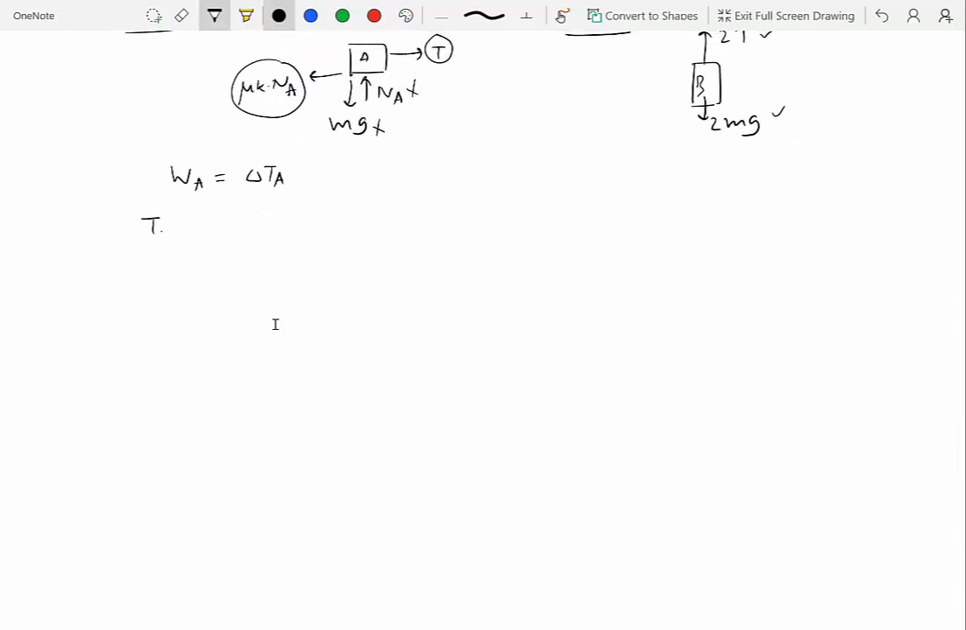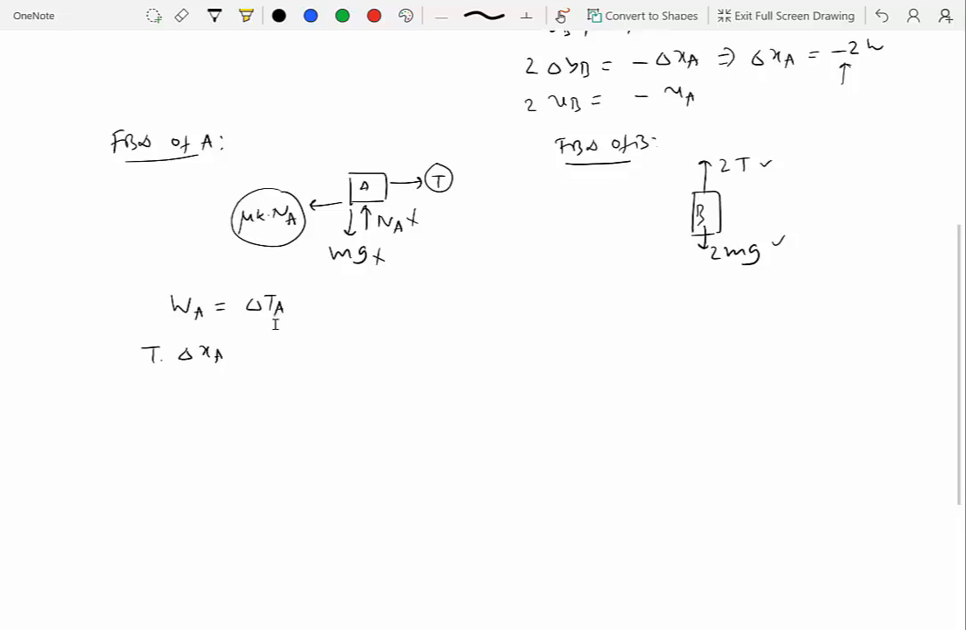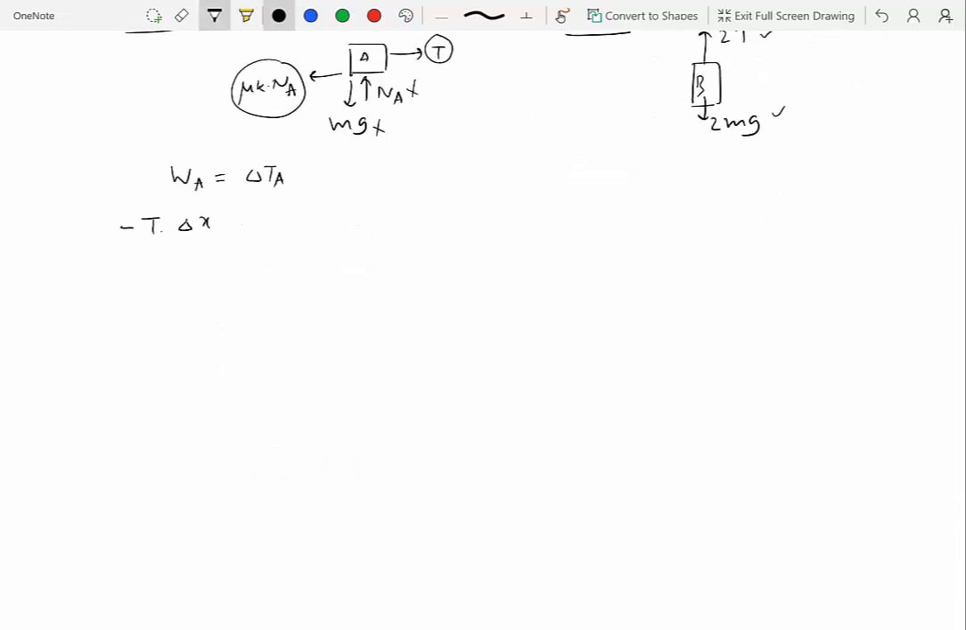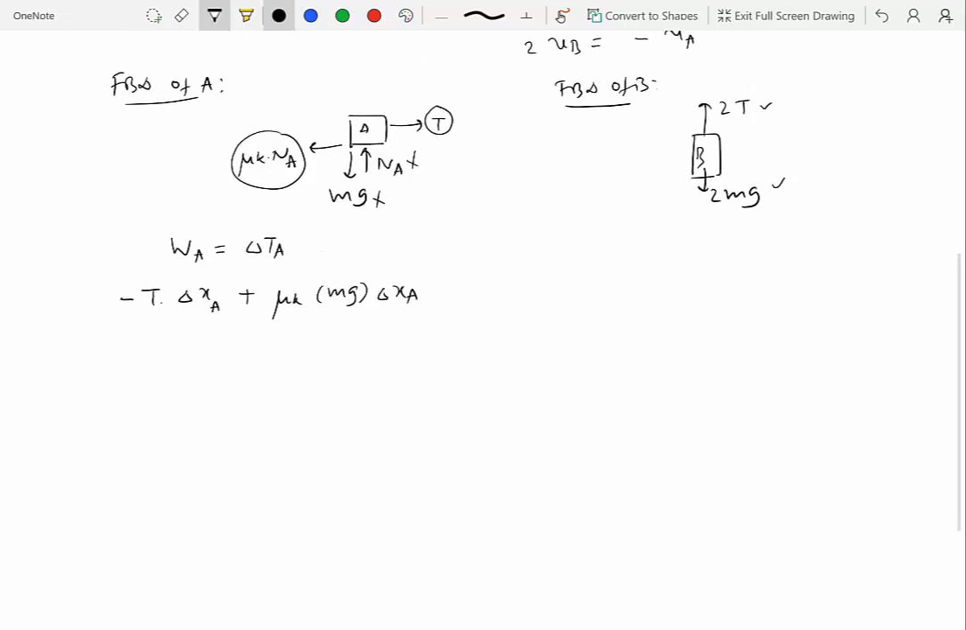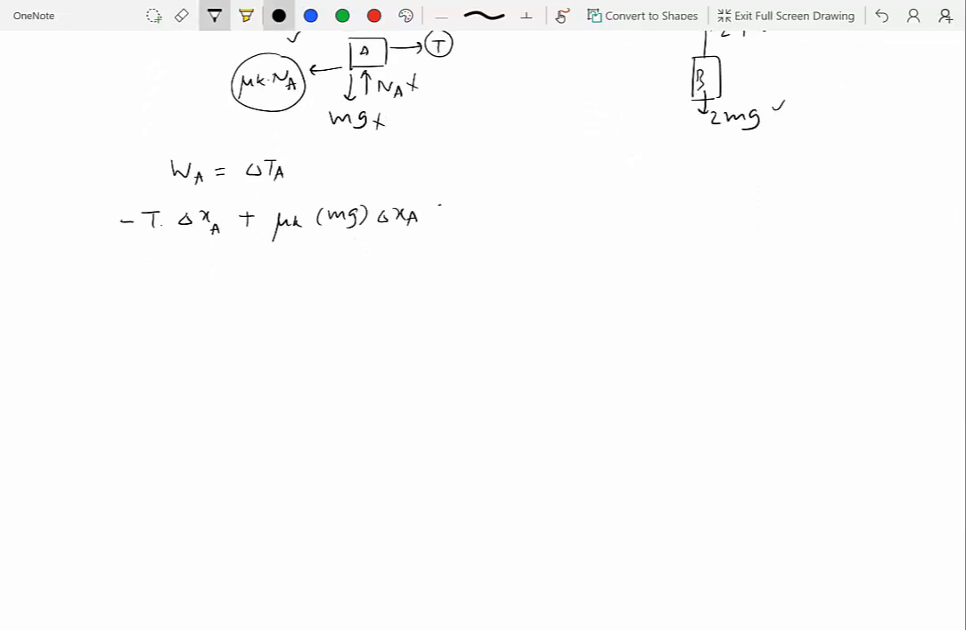That will be T times delta x_A. And T is pointing towards the negative direction, delta x is the other way, so minus T delta x_A, plus mu_k N_A, and N_A is equal to mg, so I'll just write that, times delta x_A. That's the work done by the friction force, and this is positive because the friction force is pointing along the positive x direction, and that equals 1/2 m v_A squared minus 0, because the initial kinetic energy of A is 0, right? So that's one equation that we have over here.